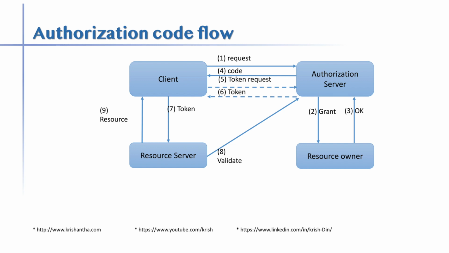Now the other question usually asked is, why do you have a token request separately? Why do you send the code first, then send the code back, and only then get the token? Doesn't make sense. The authorization server sends the code to the client, the client sends the code back to the authorization server, and then the server sends the token. Why are we doing this? Why can't you directly send the token first?